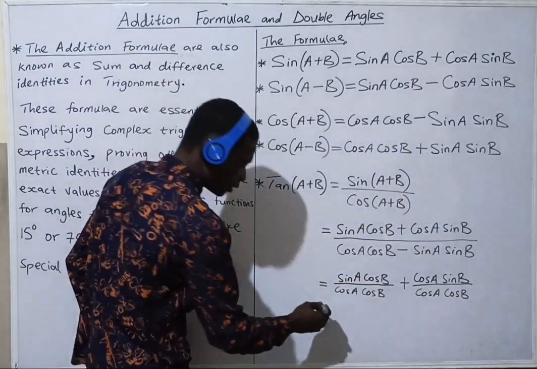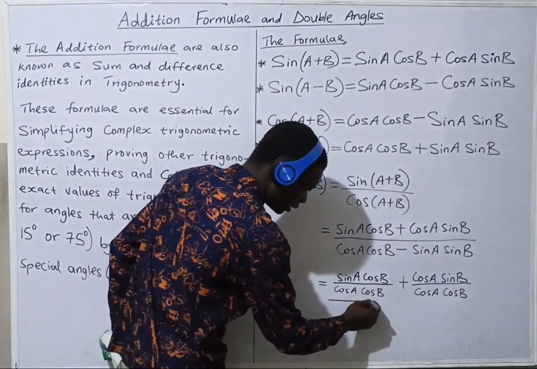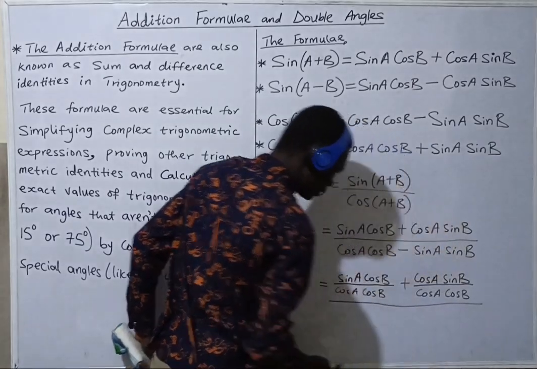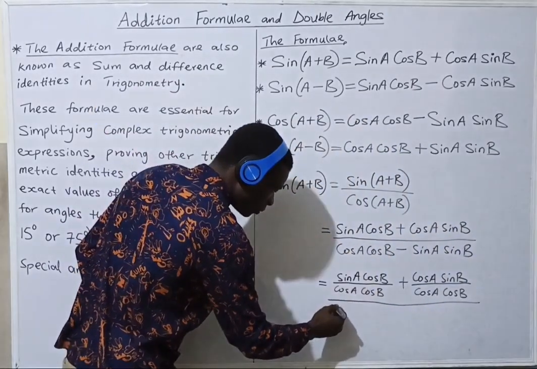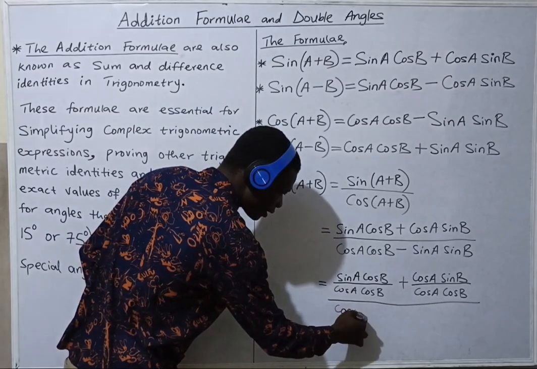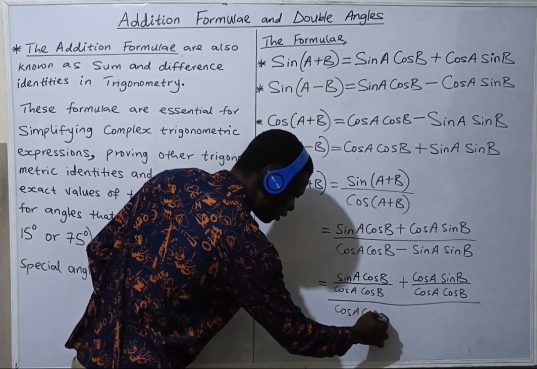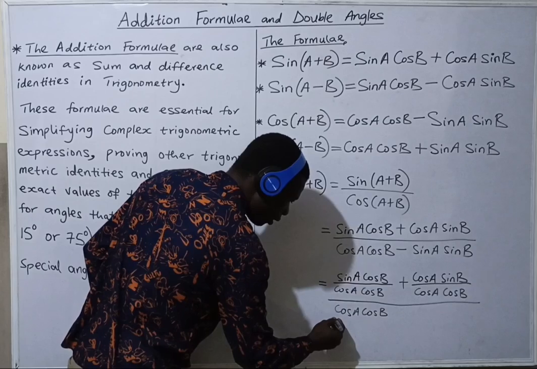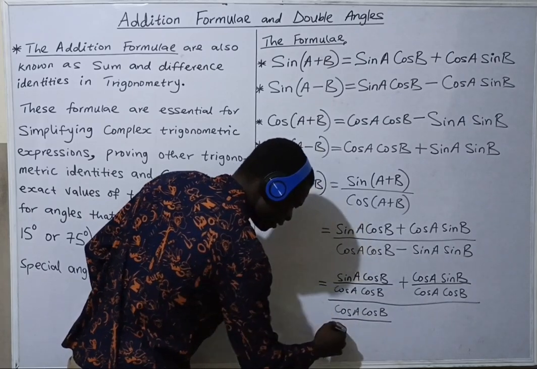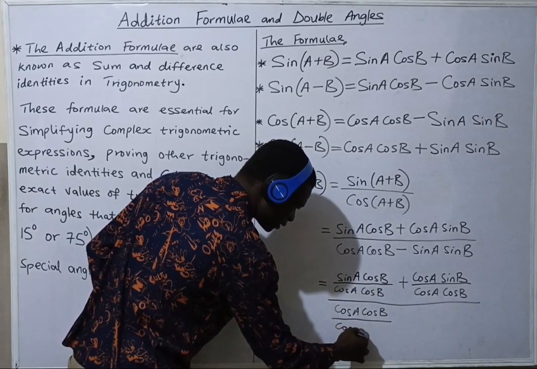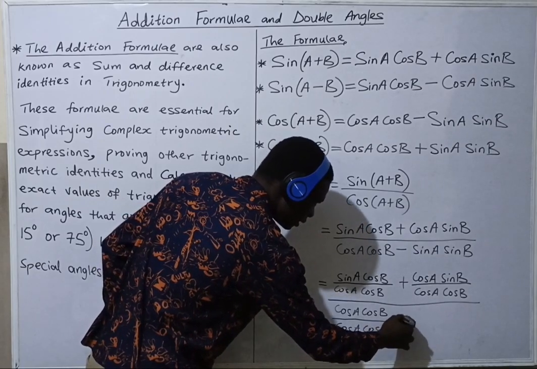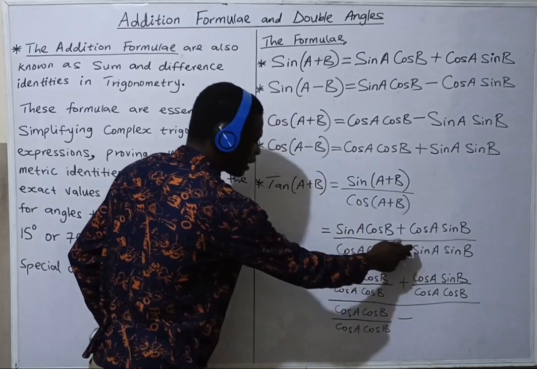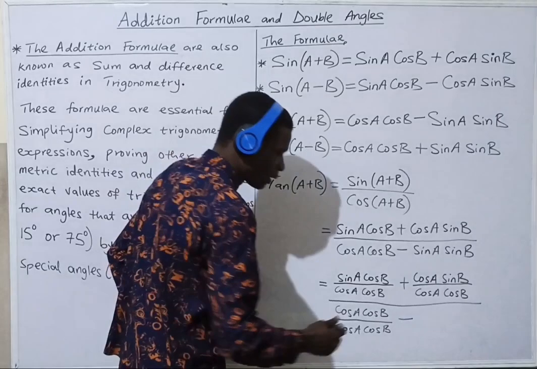Done with the numerator, then I come to the denominator part. Whatever I do to the numerator, I also do to the denominator. So this is going to be cos A cos B, also to be divided by cos A cos B. Then underneath it is minus that I have. And what am I going to be having also?